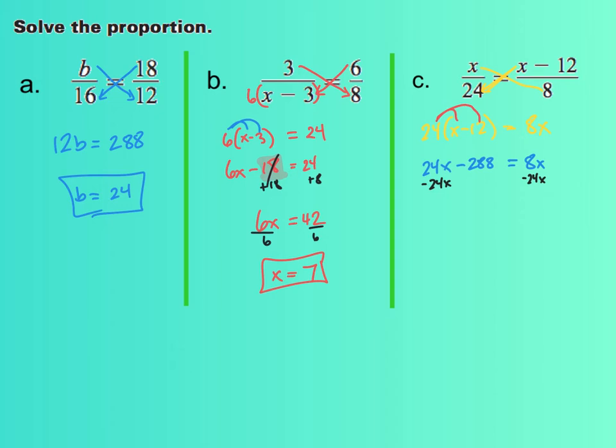All right, and then I'll get a negative. When that goes away, it's a negative 288, and that's going to equal to a negative 16x divided by negative 16 on both sides, and then a negative divided by a negative means that x will be positive 18. There we have it. That's cross multiplication.